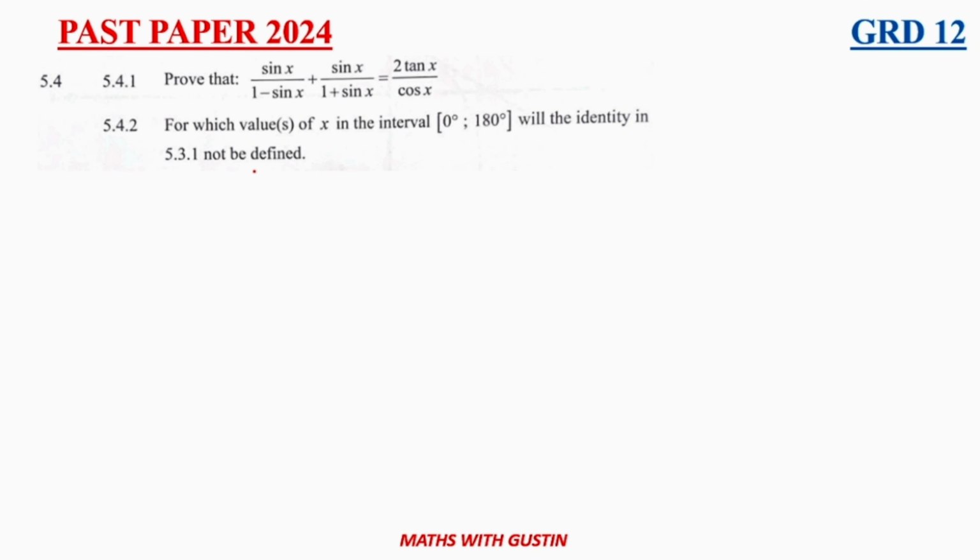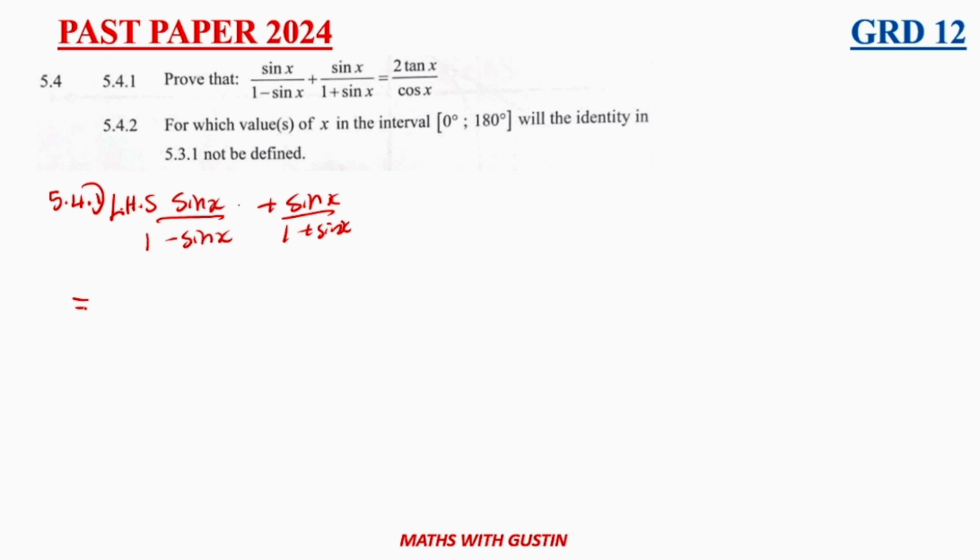5.4, it's an identity. It says here, 5.4.1, prove that sine x over 1 minus sine x plus sine x over 1 plus sine x equals 2 tan x divided by cos x. All right, so let's come here. You know what to do, guys. We'll start from the left hand side when it comes to identities. So sine x over 1 plus sine x plus sine x over 1 minus sine x.